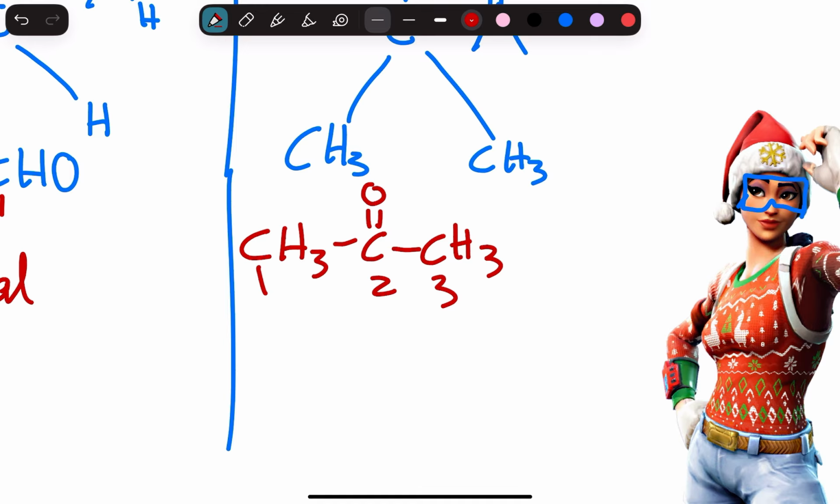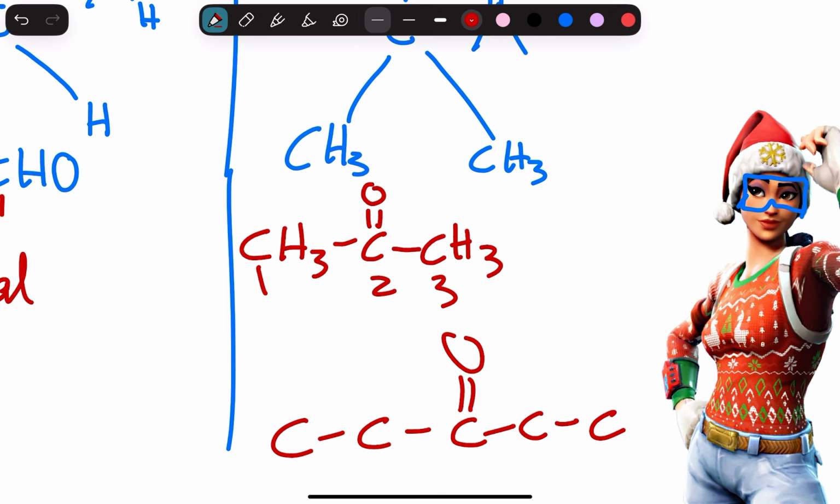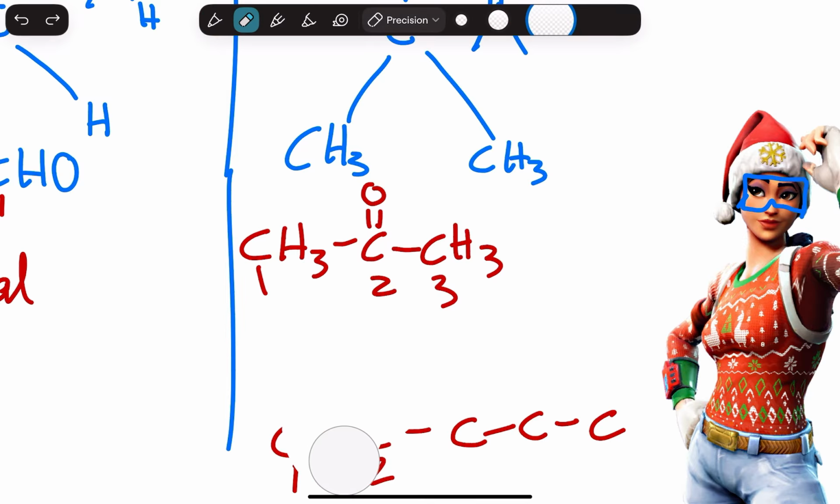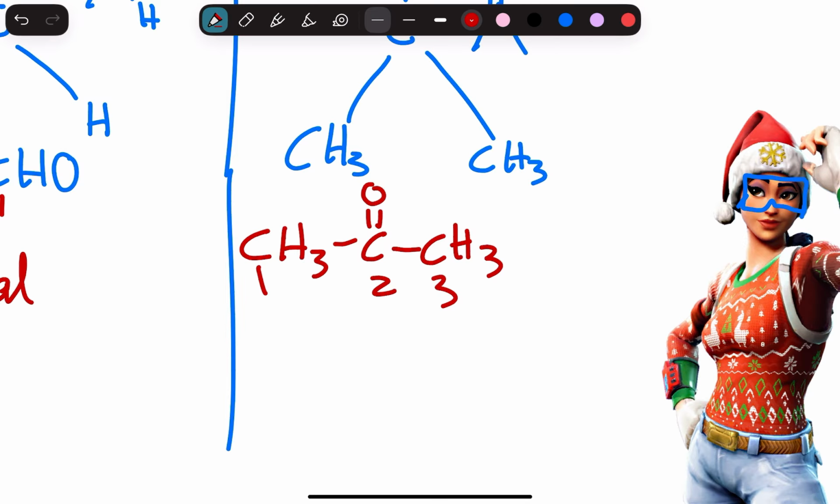So with this case, it doesn't really matter, but if we have an example where we have like 5 carbons and our thing is right here, actually no, that's a bad example. Our thing is right here. We wouldn't want to go 1, 2, 3, 4, 5. We want to go from the end nearest to that double bond with the oxygen and number it from there. So let's go back to this one.